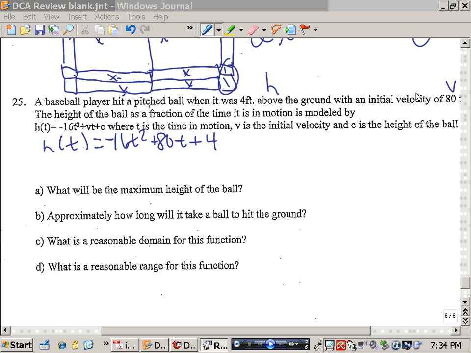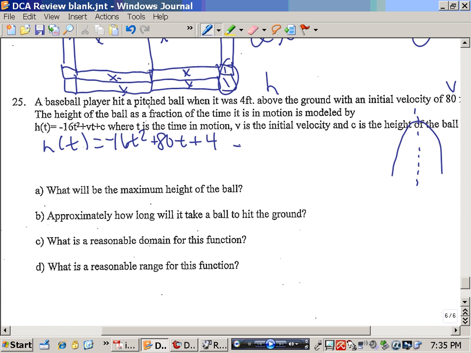Problem for number 25, because somehow I got cut off. All right, I've written the formula for my problem. Now I have to find the maximum height of the ball. So the ball is going to go up and come back down. The maximum height happens at the vertex, which is the axis of symmetry.